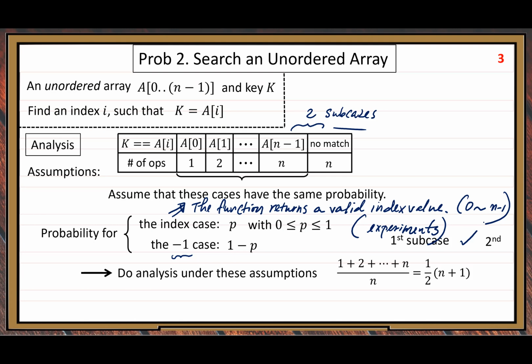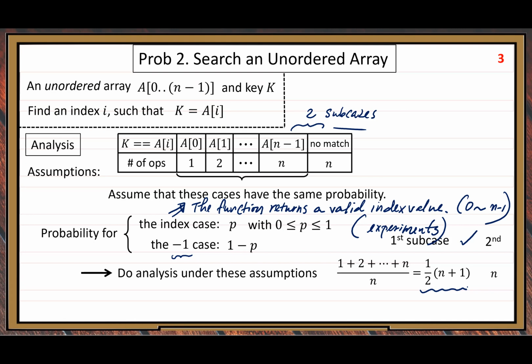If we just take the ordinary average for the first subcase, 1 plus 2, up to the number of comparisons for all n cases, then we divide by n because there are n cases in that subcase. After simplification, we get this number. That's the first subcase. For the second subcase, there is only one case, the no match, only one possibility. So we do not need to take the average, or the average is the same number, n.